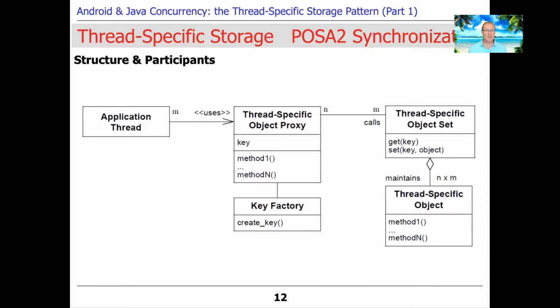But before we do that, let's talk first about the structure and the participants in the thread-specific storage pattern. One thing we're going to have is what we call the thread-specific object proxy.